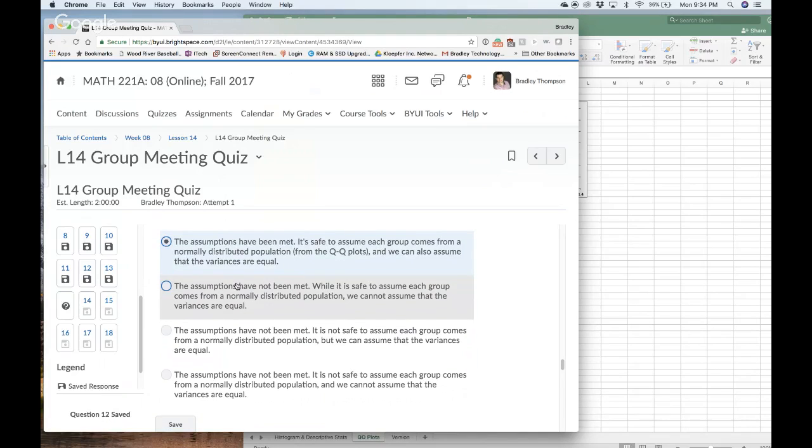Does anyone want to guess on the answer to this question? Hold on, let's see. I personally think it's A, that the assumption has been met, and that all the charts we have say that the groups come from a normal distribution population. So I would say it also assumes that the variances are equal. So I think it's A, but let's go with it for now.